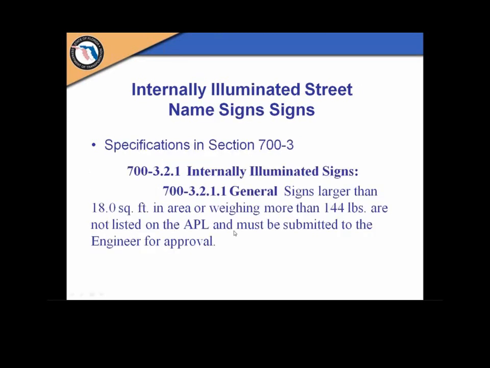To make it worse, our specification says that internally illuminated street name signs larger than 18 square feet in area are not listed on the APL. So most of these signs that are being used should be on the APL. And our specs give guidance that if you're using a sign that's more than 18 square feet, the engineer must approve it. And that process of approving is very time consuming. They have to review wind load calculations and all kinds of calculations to find out whether these larger signs will meet our criteria. So we went back and decided that we really need to simplify how we do internally illuminated street name signs.